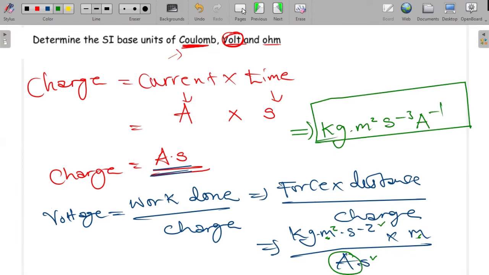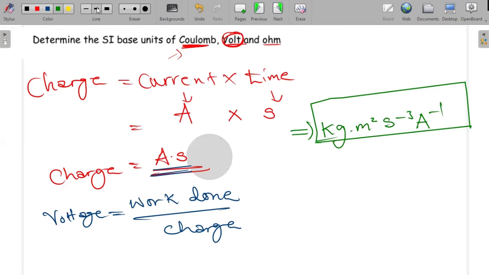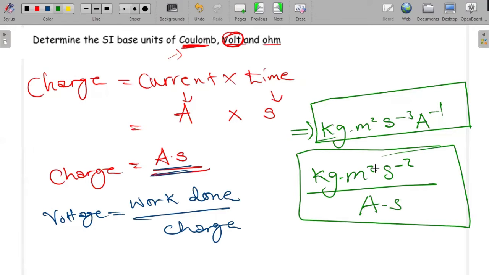If you don't want, you can write it in its basic form. There's no harm in doing so. You're just going to say kg meter squared second to the power -2 over amps per second, just like this. This is also correct. Any question?